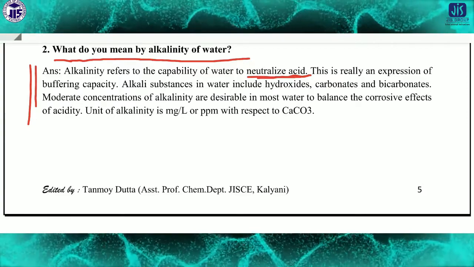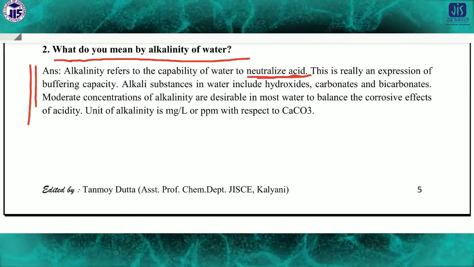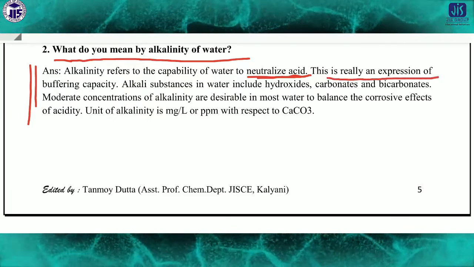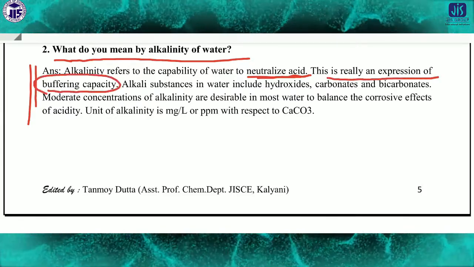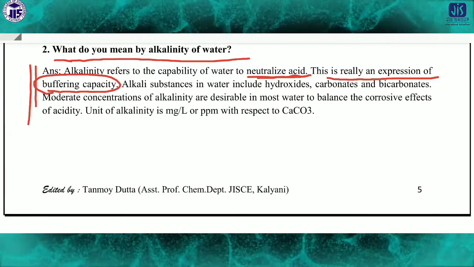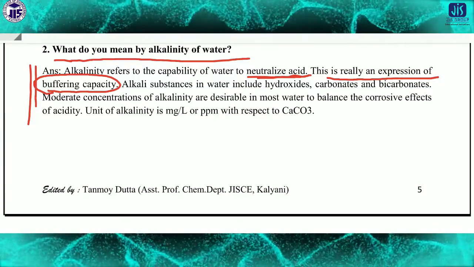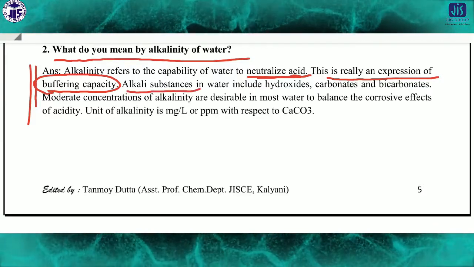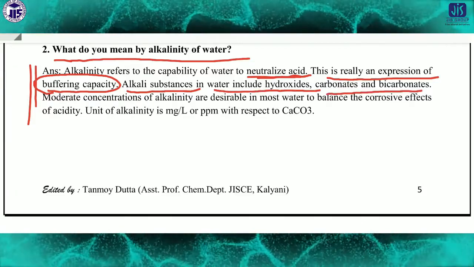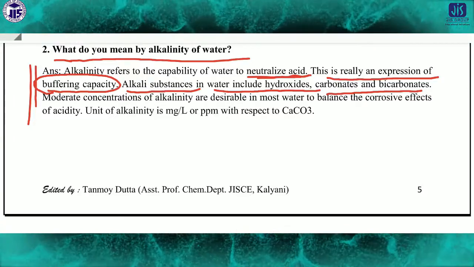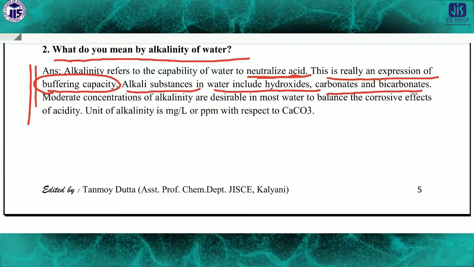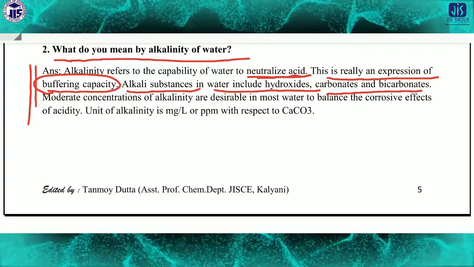Alkalinity refers to the capability of water to neutralize the acid. This is really an expression of the buffering capacity. This word is very important. Generally we can define alkalinity in one sentence: it is the buffering capacity of the water. Alkali substances in water include hydroxides, carbonates and bicarbonates.